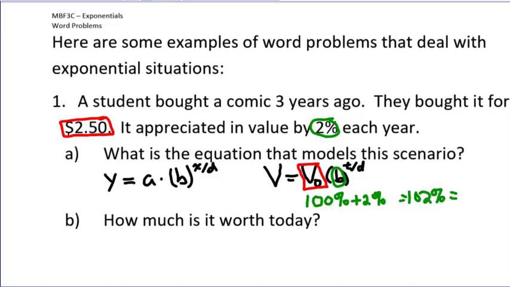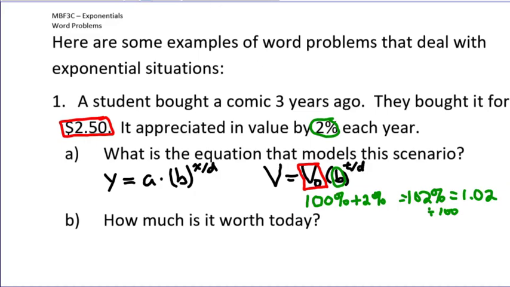And you can't use percentages in an equation. You have to convert them into a decimal, and we do that by dividing by 100. When you divide by 100, you just move the decimal place to the left, so this becomes 1.02. So that's our b value: 102%, or 1.02.